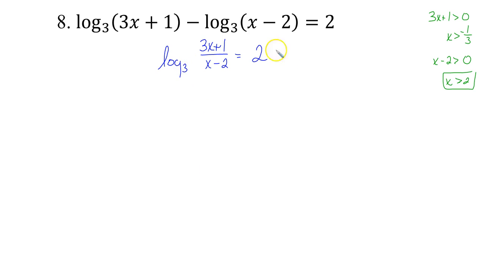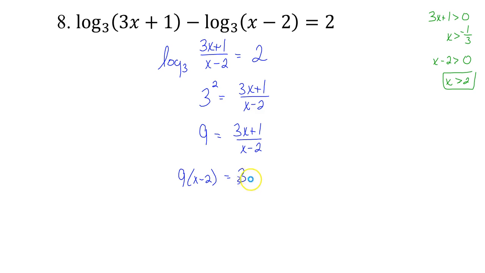Okay, so now we're going to rewrite this base to the power of 2. So I have 3 to the second power is equal to 3x plus 1 over x minus 2. 3 to the second power is 9. So 9 is equal to 3x plus 1 over x minus 2. Again, I'm going to cross multiply. So I have 9 times x minus 2 is equal to 3x plus 1. Simplifying the left-hand side, I have 9x minus 18 is equal to 3x plus 1.